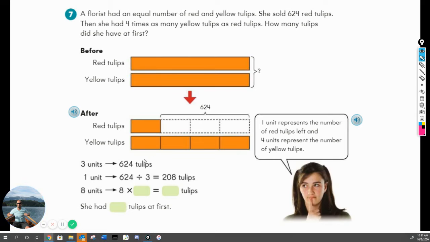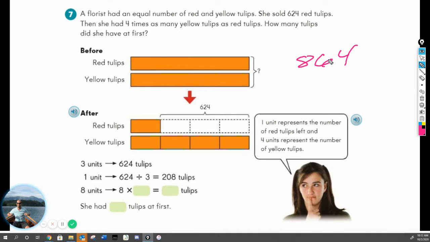Okay. To find out what a unit is, and that's always our goal, this 624 that we took away does represent 3 units. So to find out 1 unit, you're doing 624 divided by 3, which is 208. And then to find the total number of tulips, because there were 1, 2, 3, 4, 5, 6, 7, 8 units, you're going to do 8 times 208 to get 864. Is that right? That seems right. 864.